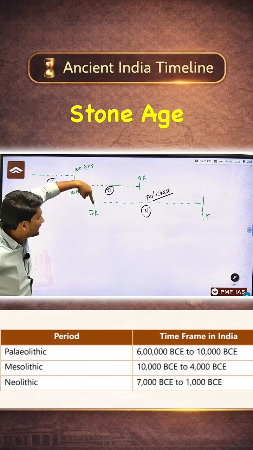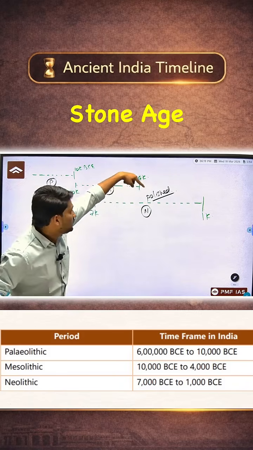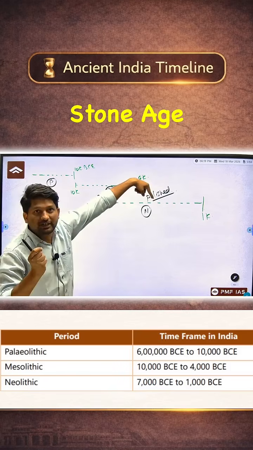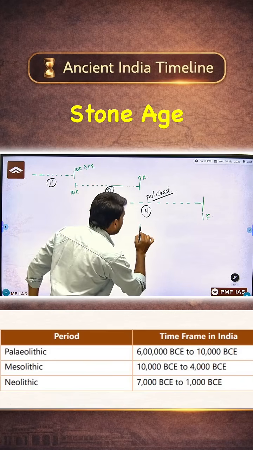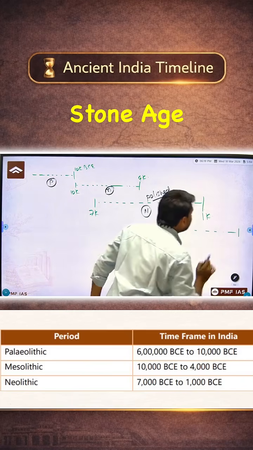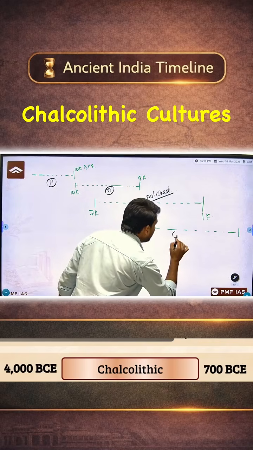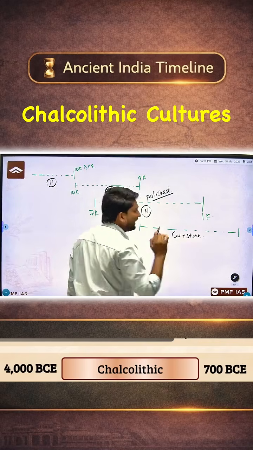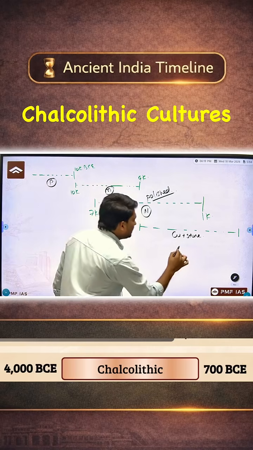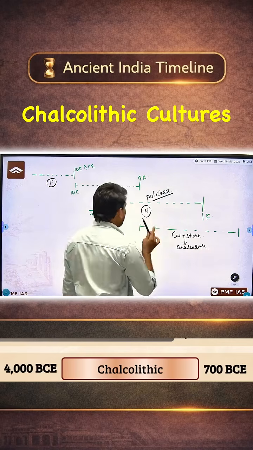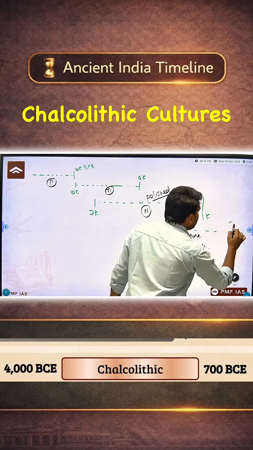Remember, when in some parts of India people were using polished stone tools, they did not start the use of the first metal, that is copper. At the same time, in another part of India, people started using copper, and now a culture based on copper and stone was developed. That is the Chalcolithic culture, from 4,000 to 700 BC.